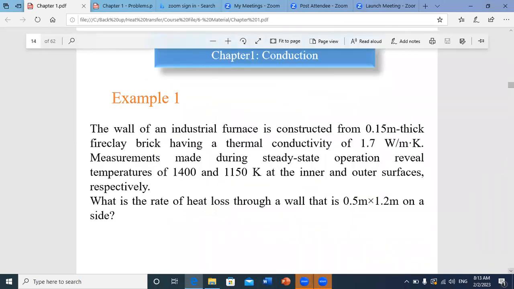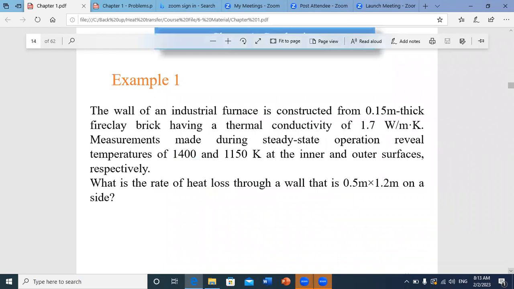Okay. Let us do a small example on conduction. The wall of an industrial furnace is constructed from 0.15 meter thick fire clay brick, having a thermal conductivity of 1.7 watt per meter Kelvin. Measurements made during steady state operation reveal temperatures of 1,400 and 1,150 Kelvin at the inner and outer surfaces respectively. What is the rate of heat loss through this wall that is 0.5 times 1.2 meter on a side?